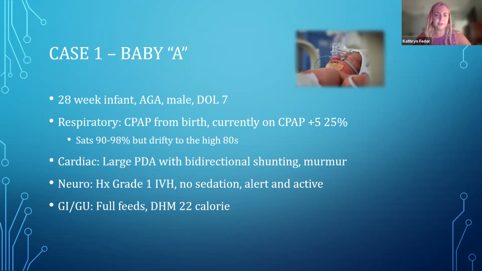So his history here is he was 7 days old, male, 28-week infant. He'd been on CPAP from birth, was on +5, about 25%, very mildly drifty on occasion to the high 80s, low 90s, but was pretty stable on his oxygenation. Did have a large PDA which was found by murmur, with bidirectional shunting seen on echo. In other history, he had a grade 1 IVH, was on no sedation, and was alert and active. He was on full feeds of donor milk, 22 calorie.